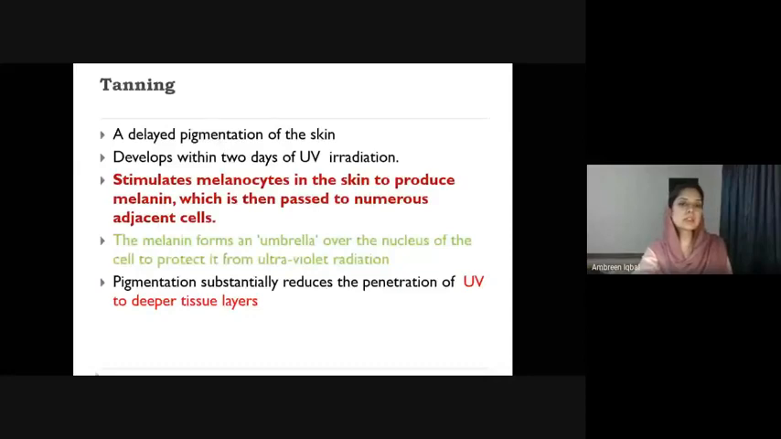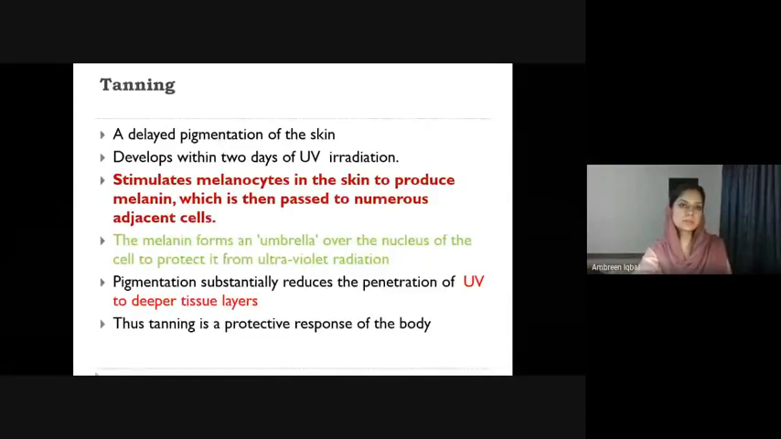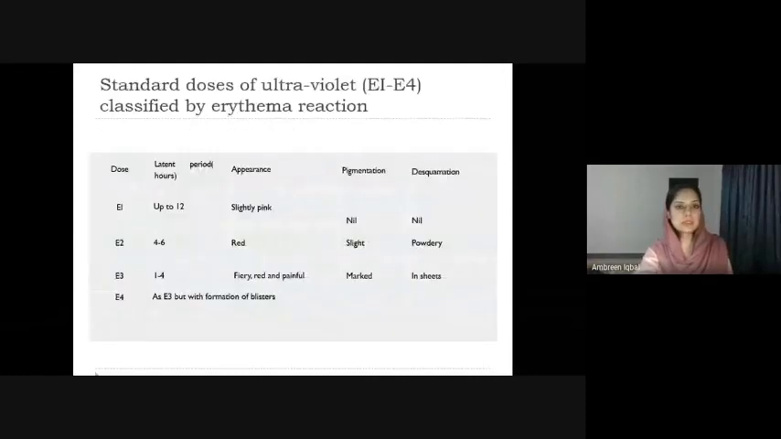Pigmentation substantially reduces the penetration of ultraviolet to deeper layers. The tanning is considered to be a protective response of the body. This is a table you can see. There are standard doses of ultraviolet, E1 to E4, classified by erythema reaction.